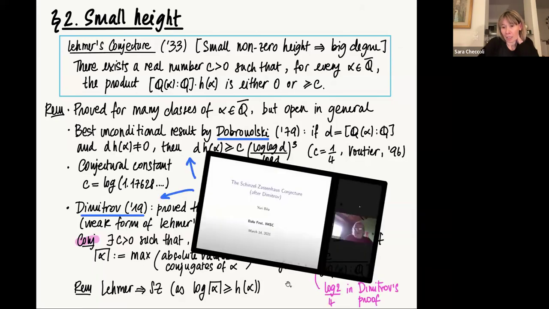Okay, and also let me tell you that in Dimitrov's proof, there is the log 2 over 4, the constant is explicit. And also, I want to make some advertising.